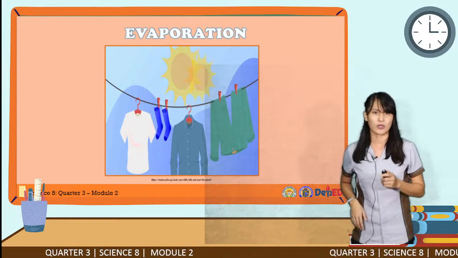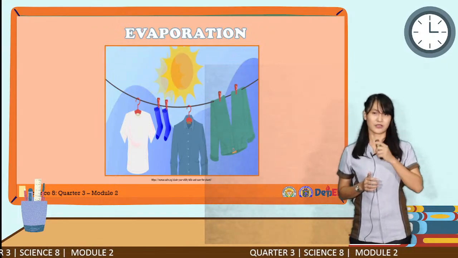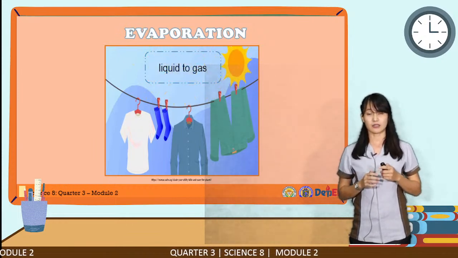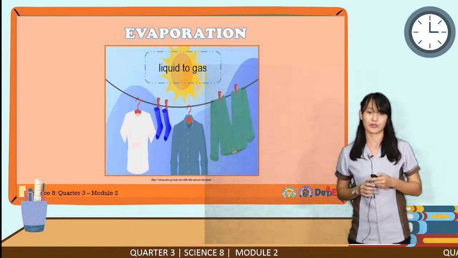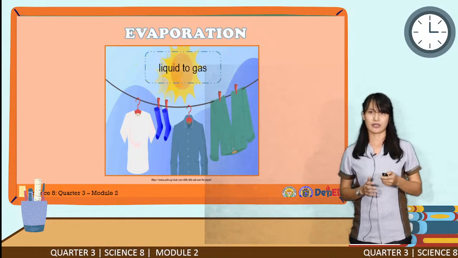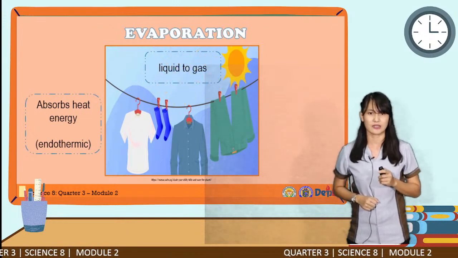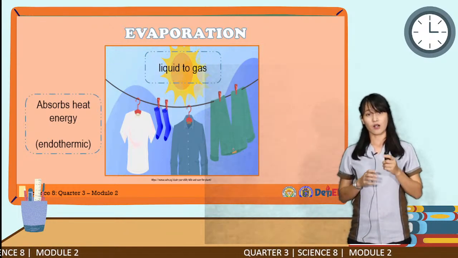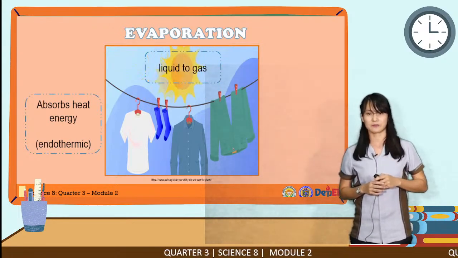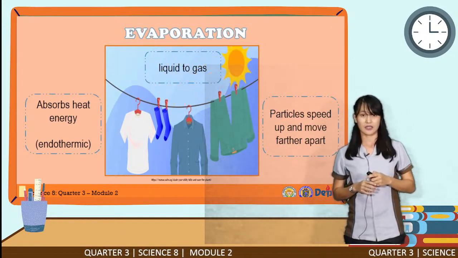Have you ever wondered what happens to the water when wet clothes dry under the sun? You're right. Your clothes get dry due to evaporation. The sun heats the clothes, turning the water into vapor or gaseous state. This is an example of a liquid changing to gas state called evaporation. During the evaporation process, the substance absorbs heat energy, or endothermic, in which the kinetic energy of the liquid particles increases. Therefore, particles speed up, resulting in a farther distance between them.